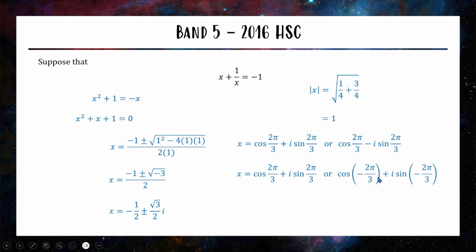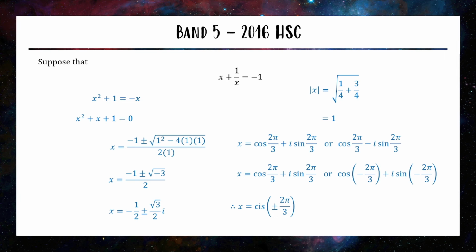So going from this line to the line above is just applying even function properties and odd function properties. Okay, now they're in polar form. Now we can simplify them a bit and just say our modulus is 1, our argument is 2 pi on 3, either positive or negative. So our two numbers are cos i sin plus or minus 2 pi on 3.